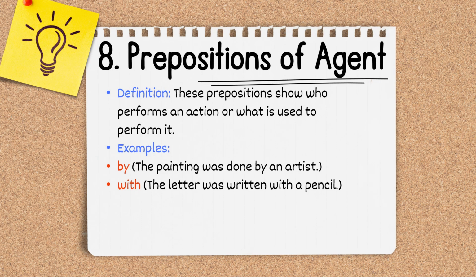Okay, the same way you could use by or with for preposition of agent. The example is: the painting was done by an artist. Whom? By an artist. The letter was written with a pencil. Okay, so that's it for prepositions.